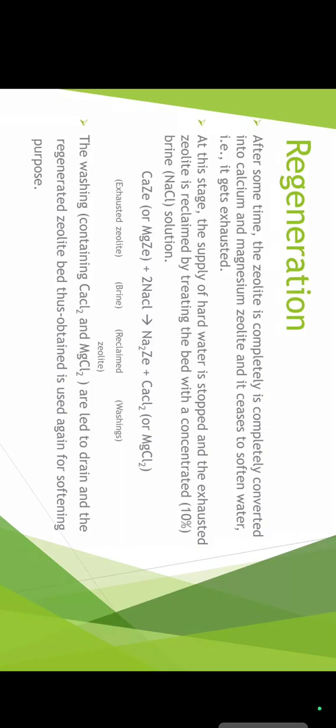Next one, regeneration. How to regenerate the resin. After some time, the zeolite is completely converted into calcium and magnesium zeolite, and it ceases to soften water. That means it gets exhausted. The exhausted zeolite is regenerated by treating it with 10% sodium chloride.